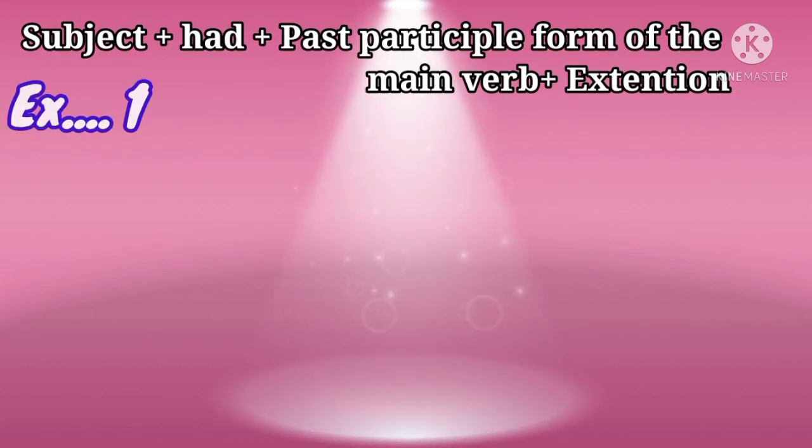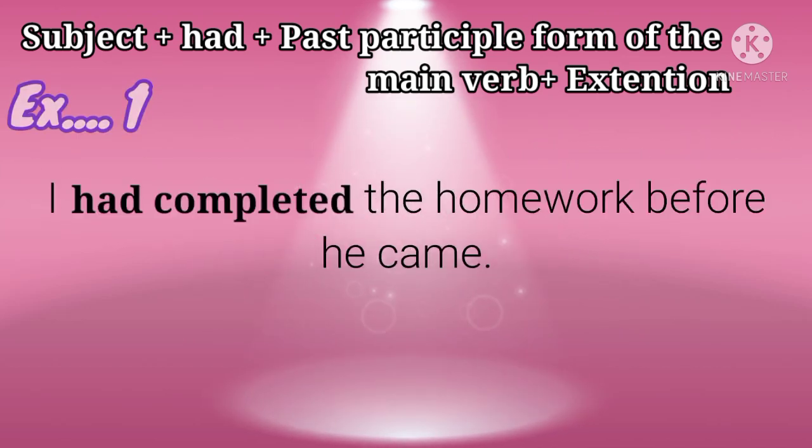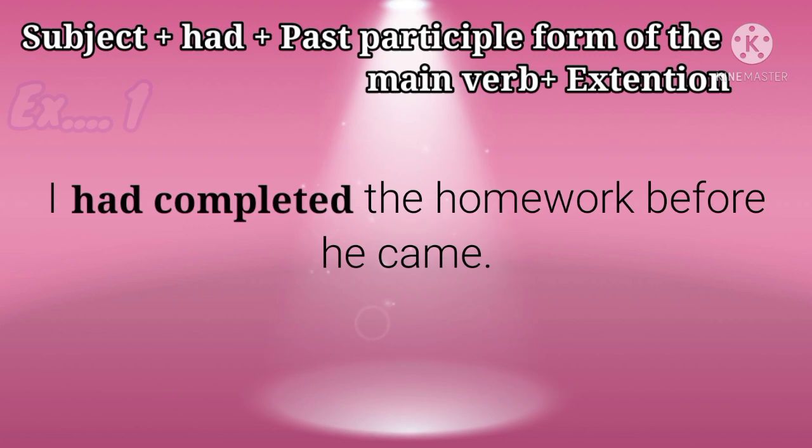Example 1. I had completed the homework before he came. Here, I is the subject, had is the past tense form of the verb to have, and completed is the past participle form of the original verb complete, plus the remaining part of the sentence is the extension. In this example, the past perfect tense had completed describes an action that had happened before another action took place in the past, and that is he came.